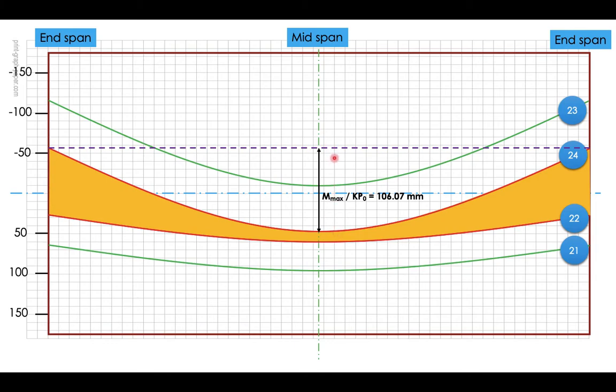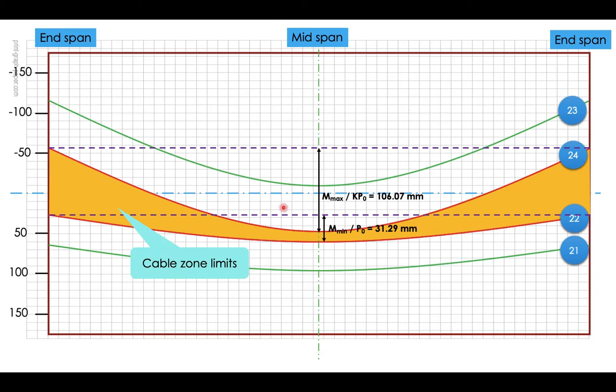So we have this M max over Kp naught, which is 106.07, and also we have another value of M minimum over P naught, which is equal to 31.29. So these are the values involving the cable zone. And this is the cable zone limit, which is in orange. So this is the cable zone that we are going to provide our pre-stress force into.